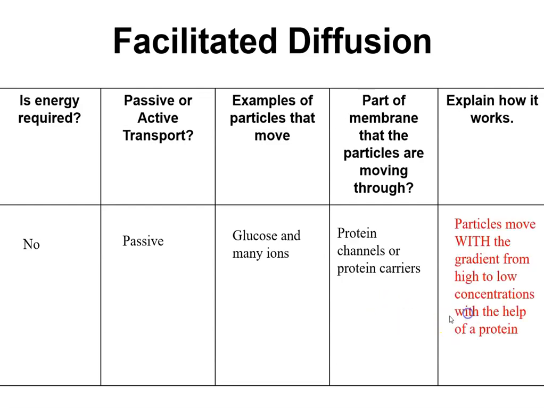Okay. And so particles are going to move with the gradient. Remember, passive is always with the gradient. It's going to go from high to low concentration. The only difference between this and regular diffusion is it's going to have some help. Aquaporins help water. That's just special. That's osmosis. And facilitated diffusion is going to be that protein channel that helps. We are going to see two different types of facilitated diffusion as we continue along in A&P 1.